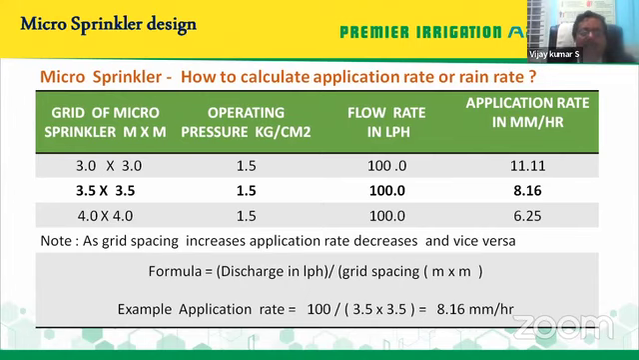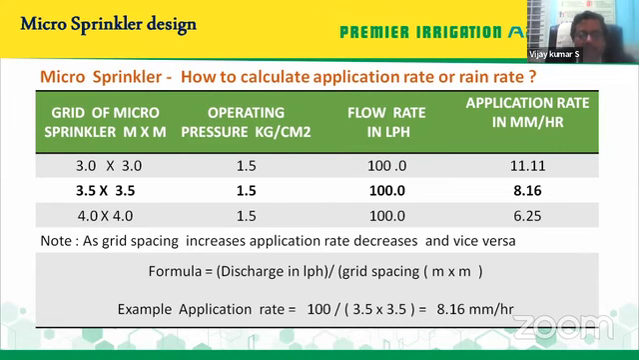So for example, I am just telling you how to calculate. In order to calculate the application rate, there is a very simple formula. The formula is: take the discharge of the sprinkler in liters per hour and divide it by the grid spacing. Here, for example, I have taken the discharge of my micro sprinkler as around 100 liters per hour, and the grid spacing is 3.5 into 3.5. So if I do the calculation, I will get 8.16 millimeters per hour.